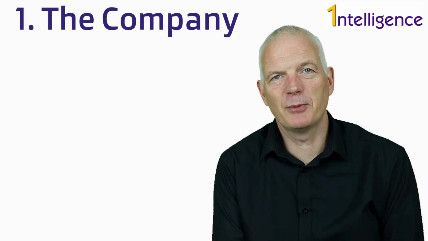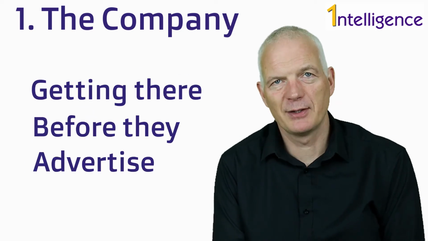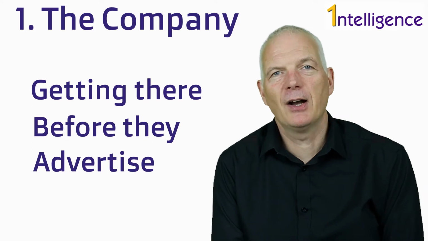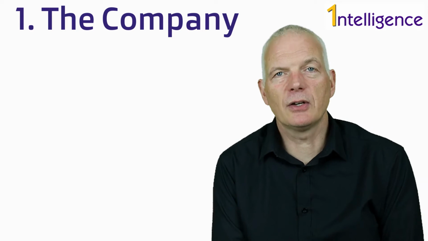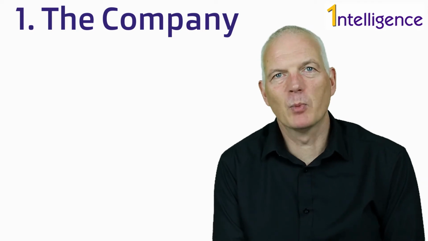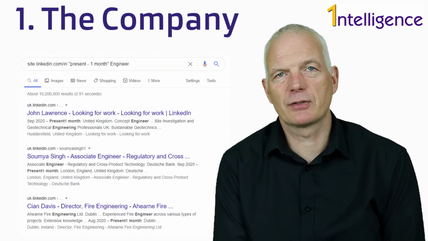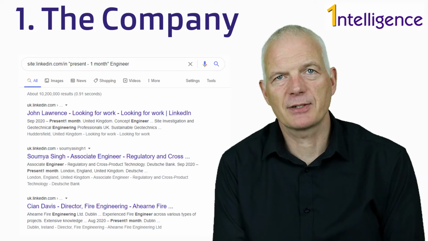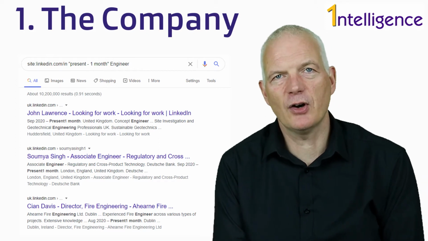Wouldn't it be better if you were in the loop before they started advertising, before the job rec is created? How do you do that? Well, there's lots of ways to do that. You need to look for the indicators a job is about to be created. One of those indicators is if somebody leaves a company. This is a Google search of LinkedIn, an X-ray search. And what we're looking for are people that have just changed job. They've left somewhere, they've gone somewhere else.